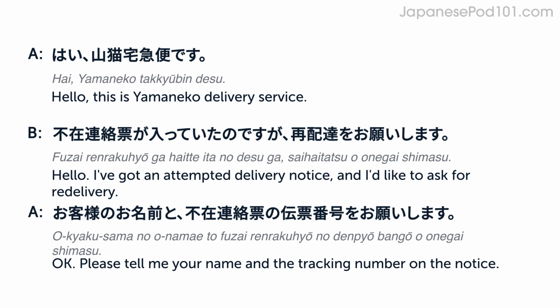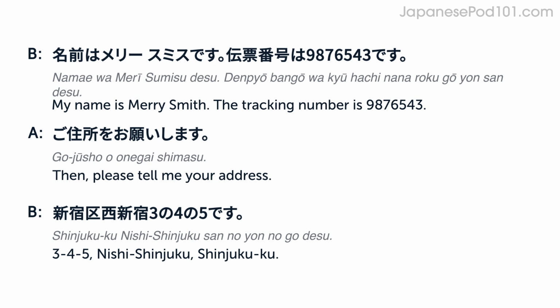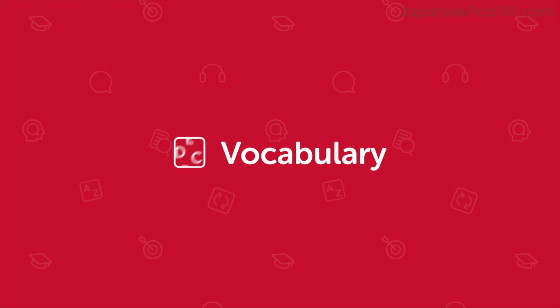はい。山猫宅急便です。 不在連絡票が入っていたのですが、再配達をお願いします。 お客様のお名前と不在連絡票の伝票番号をお願いします。 名前はメリー・スミスです。伝票番号は9876543です。 ご住所をお願いします。 新宿区西新宿3-4-5です。 Now you'll hear the key vocabulary, followed by the English translation.